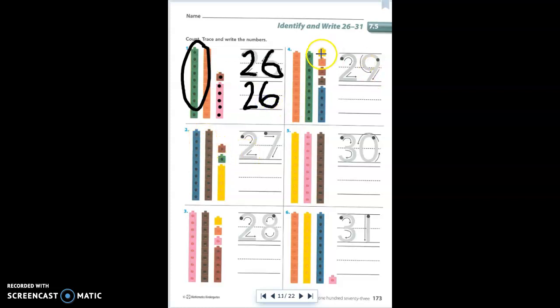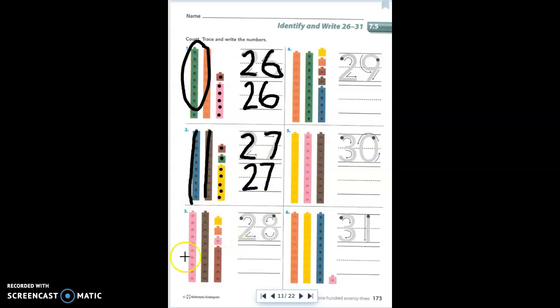Moving down instead of across for some crazy reason. They're trying to keep us on our toes. Again, here's a set of 10. There's 1, and there's another. So there's my 10s. I have 2 sets of 10s. And how many extras do I have? Let's count them. 1, 2, 3, 4, 5, 6, 7. So I have 27. A 2 and a 7.